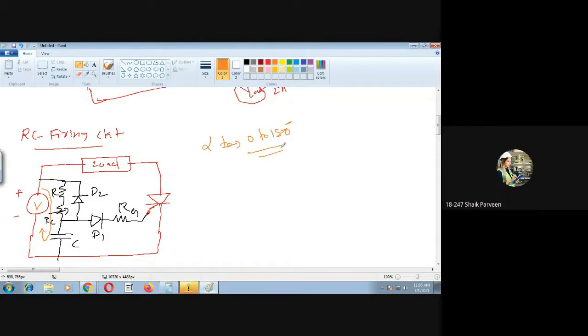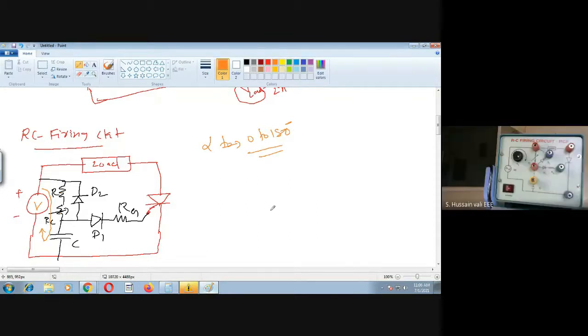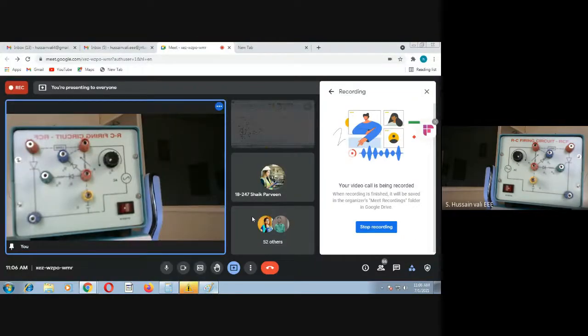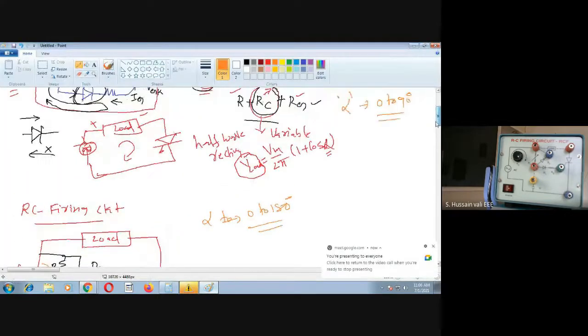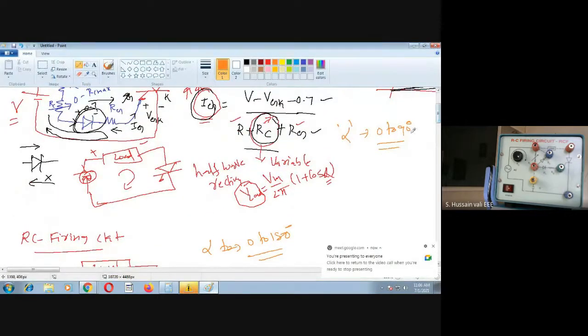That is the difference between R and RC firing circuit. So this is the main difference, that the firing angle you can vary from 0 to 90 only in case of R circuit, whereas in case of the RC circuit, we can vary the firing angle from 0 to 180. So this difference is there.